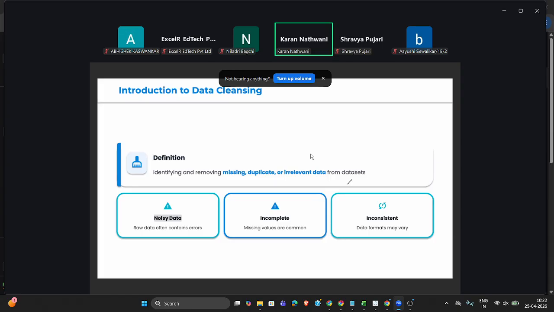Okay, inconsistent also. Sometimes your data format may vary. For example, you try to extract in .png, but your thing works in JPG. So how do you do that? So inconsistency can happen in that case. Okay.